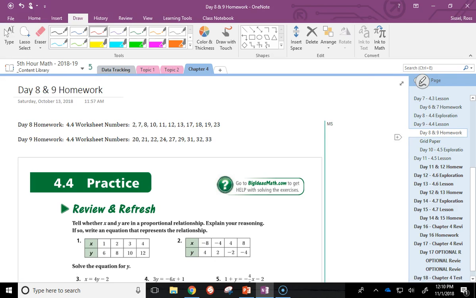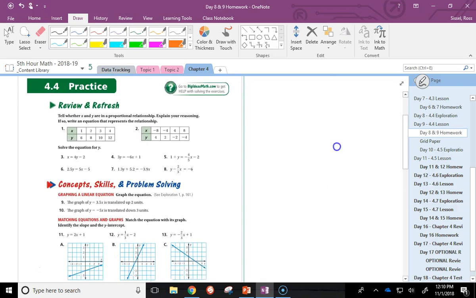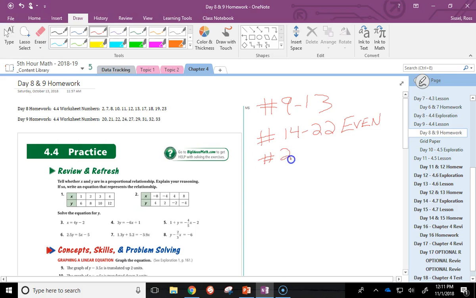Otherwise, your assignment, I'm letting you skip the review and refresh, but what I want you to do is numbers 9, this is also on Schoology, through 13. Number 14 through 22 even. Number 23 and 25 through 30. Now, even.